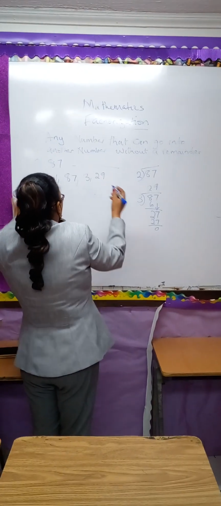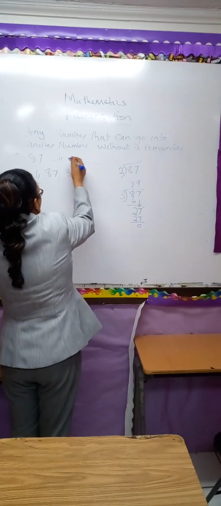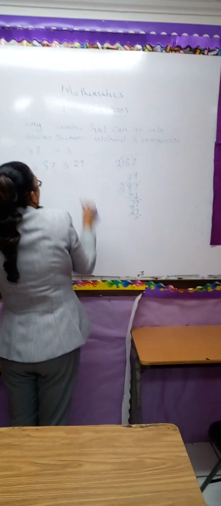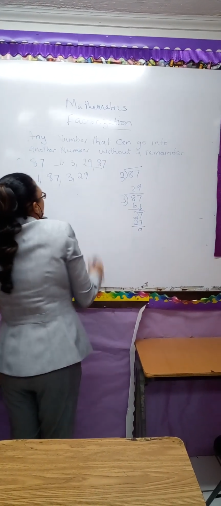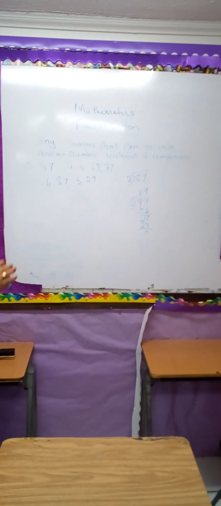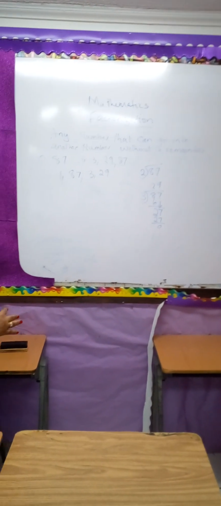All the factors of 87 would have been 1, 3, 29, and 87. So that would have given me all the factors of 87.